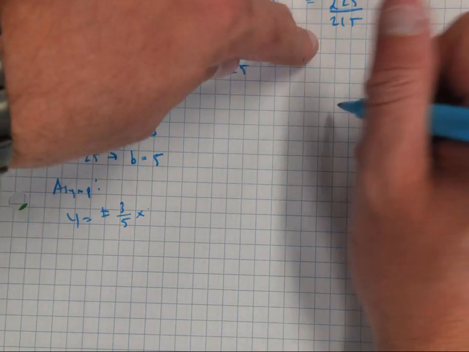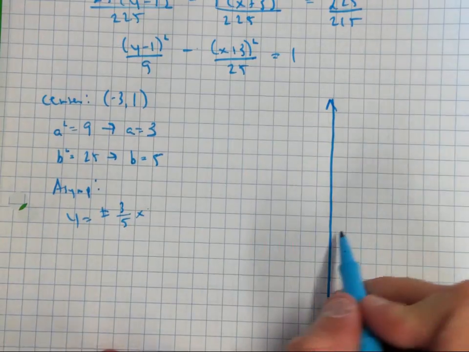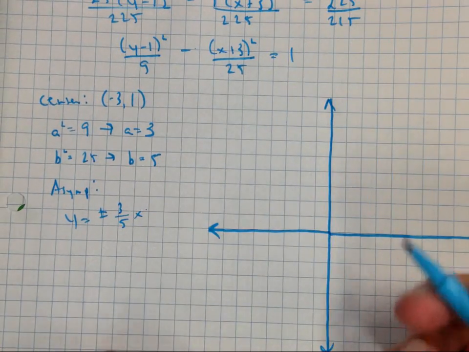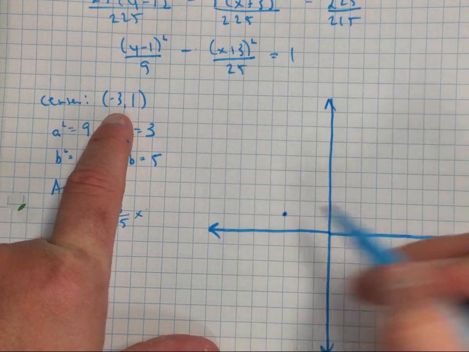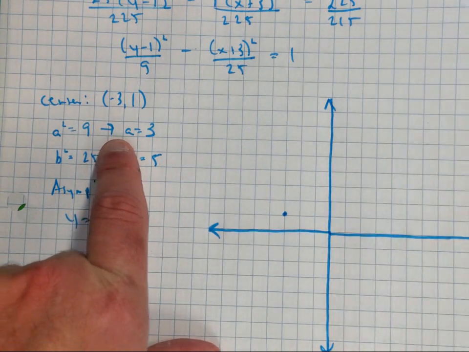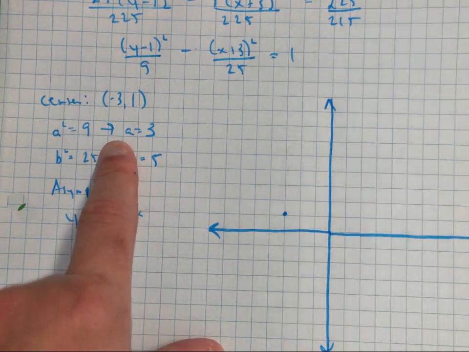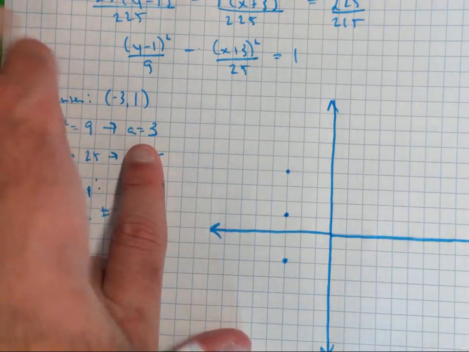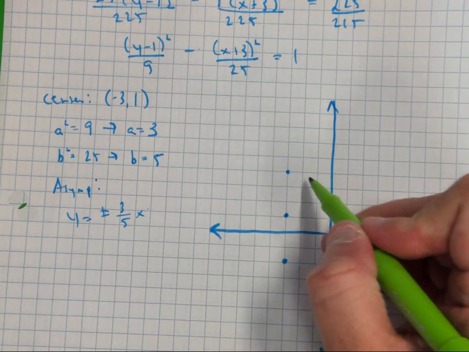Now I'm ready to graph it. All right, so I graph my center first, negative 3, 1. I only use my a value to graph. Now this is a vertical, so does that mean I'm going right, left, or up and down? Up and down. I'm going to go up 3 and down 3. There's my vertices. Now I'm going to use my equation of my asymptote, starting at my center, up 3 over 5.